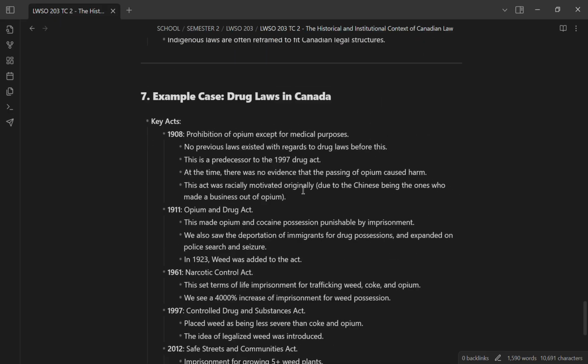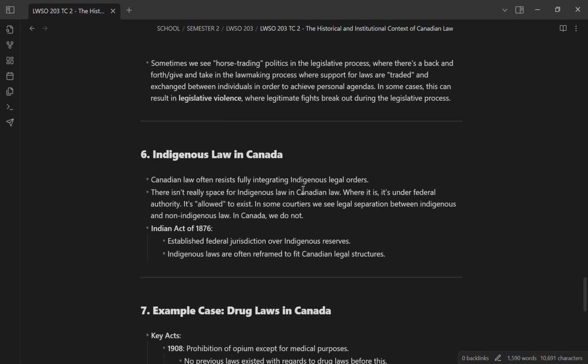Moving on. Indigenous laws in Canada. Our laws don't really fully integrate Indigenous legal orders. There isn't really space for it. But where it is, it's under federal authority, meaning it's allowed to exist. It's not an absolute. In some cases, we see legal separation between Indigenous and non-Indigenous law. In Canada, we don't see that, though.